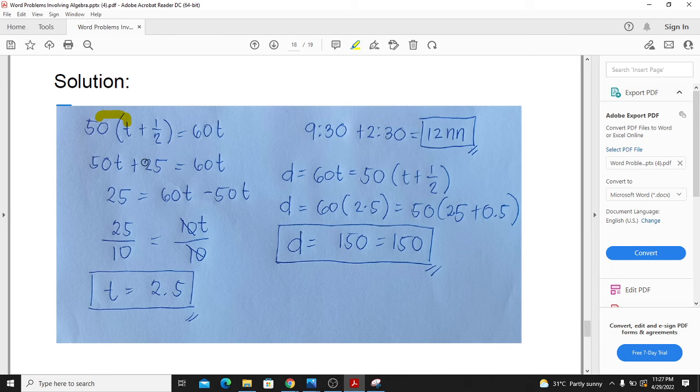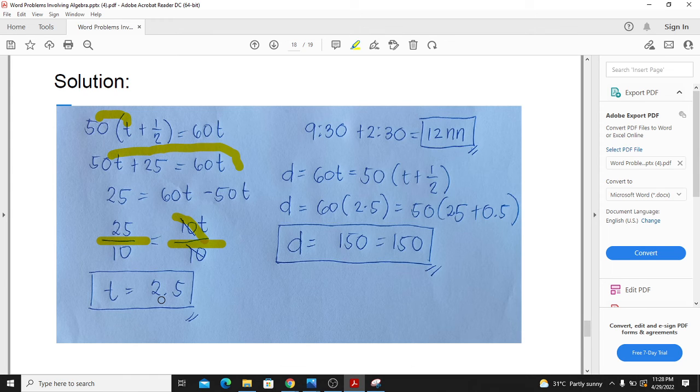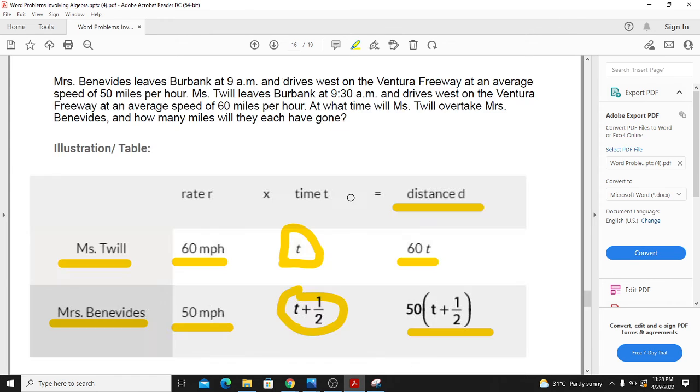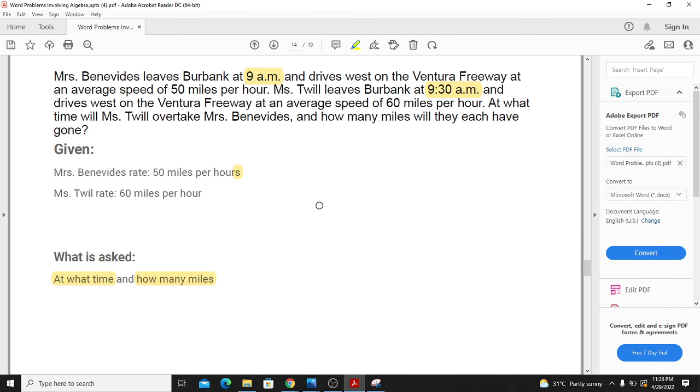So I choose to transfer the 50t here. So 25 is equal to 60t minus 50t. So that comes up with 25 is equal to 10t. So we divide both sides by 10, so we've got t left. So t is equal to, cross out the 10, and then 25 divided by 10 is 2.5.